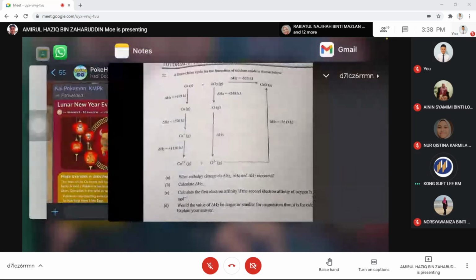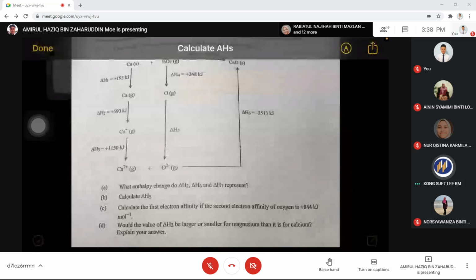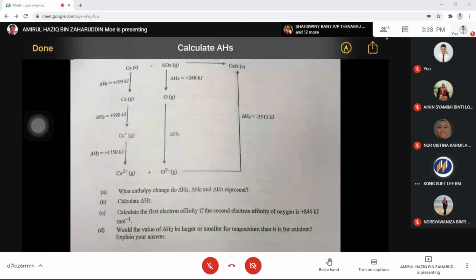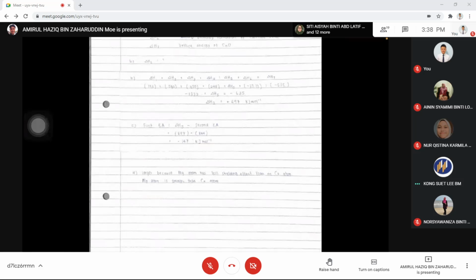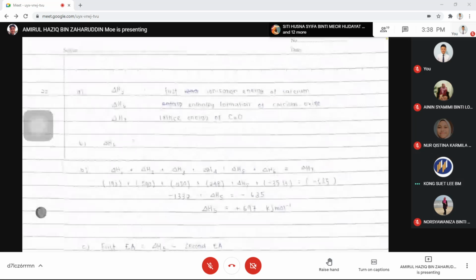Okay, this is question 22. A Born-Haber cycle for the formation of calcium oxide is shown below. So, the first question is asking what enthalpy change delta H2, delta H6 and delta H7 represent. For delta H2 is first ionization energy of calcium. For delta H6 is enthalpy of formation of calcium oxide. For delta H7 is lattice energy of CaO, calcium oxide.